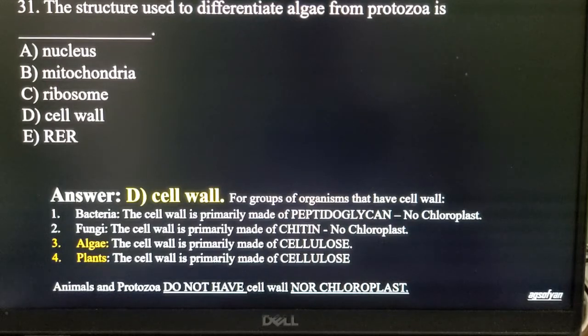Algae and plant. Animal and protozoa are the two types of organism that do not have a cell wall. No cell wall at all. And of course, they also do not have chloroplast. Animals and protozoa do not have a cell wall and do not have chloroplast. So study this, learn this, because there are many questions that will ask you about this structure on different types of organisms.